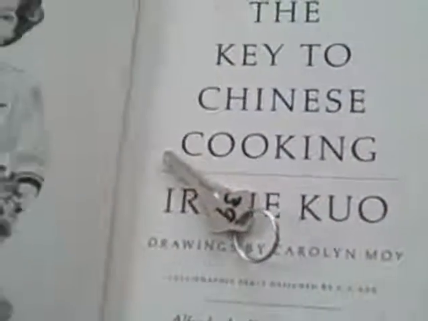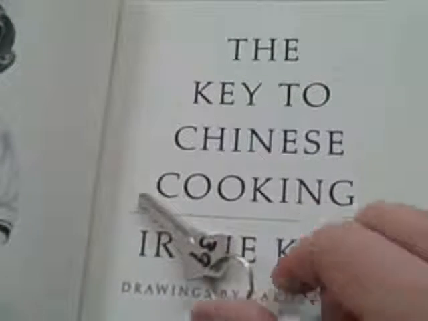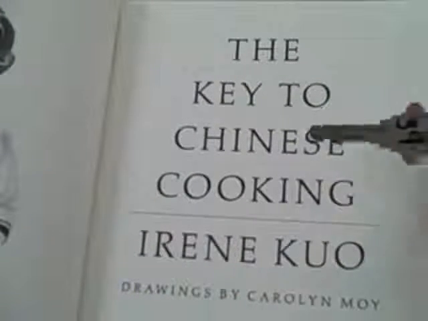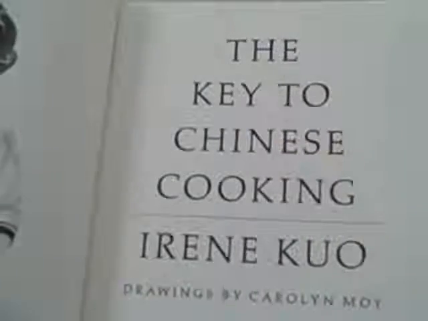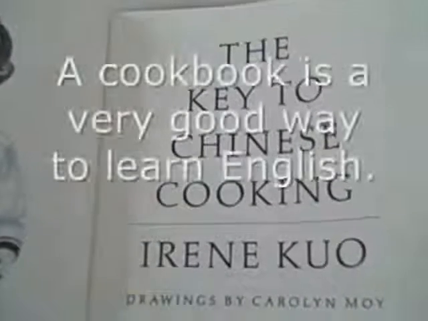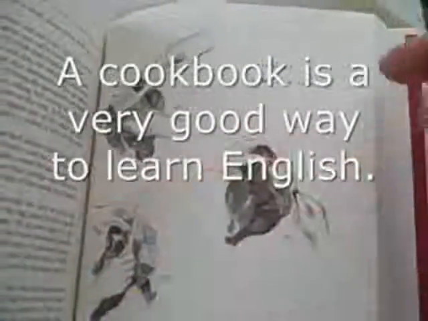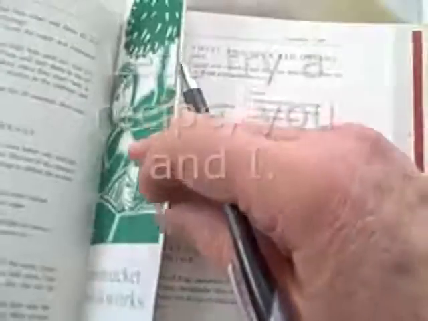It's called The Key to Chinese Cooking. This is a key. A cookbook is a very good way to learn English. Let's try a recipe, you and I. Okay?